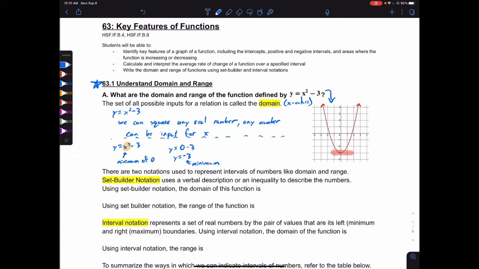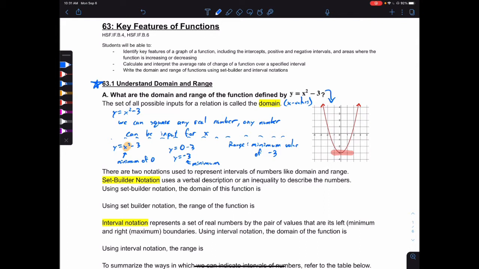So we can say that for our range, we have a minimum value of negative 3. Now, looking at the graph, you can see that it's going to keep going up forever. So there's no maximum value, so we don't have to worry about that. We're just looking at the minimum in that case. So that's the notes and figuring out, what are the limits? Is there a minimum? Is there a maximum? What is the domain? What is the range?